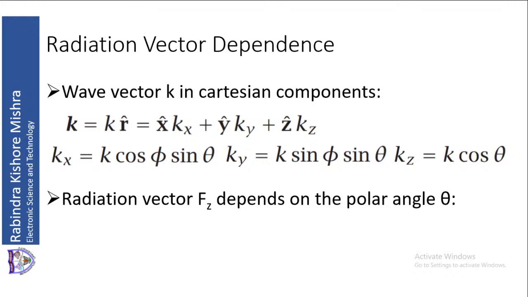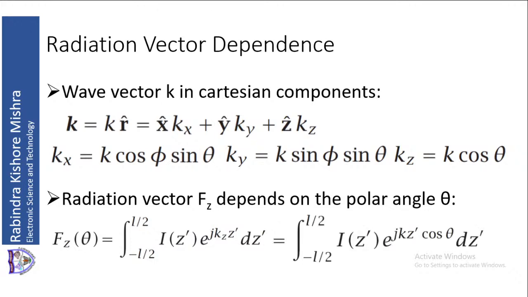So how can we write this now? Fz theta is equal to integration from minus L by 2 to L by 2 over dz dash of the integrand I z dash exponential j k z z dash. That we can write as integration from minus L by 2 to L by 2. I z dash remains as it is, exponential j k, and because kz is equal to k cos theta, just put that: exponential j k z dash cos theta dz dash. So this is the radiation vector dependence.